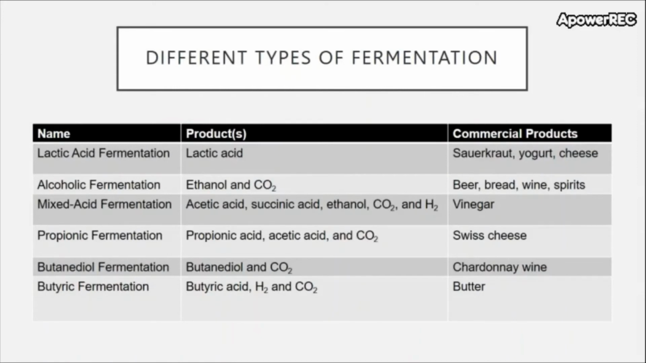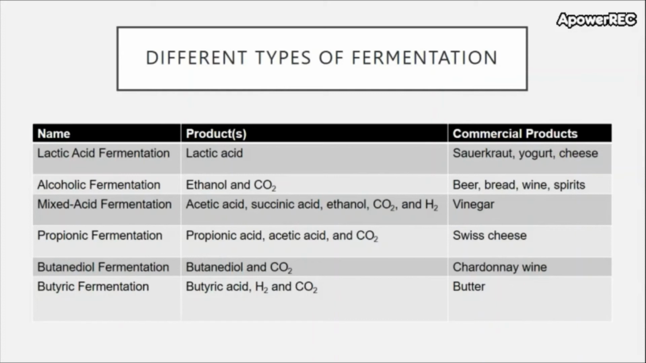This table here shows the different types of fermentation. So there's quite a bit. We can have lactic acid fermentation, makes lactic acid. It's used in the processes of sauerkraut, yogurt, and cheese making. We have alcoholic fermentation for ethanol and CO2 as the products, and that is used for beer, bread, wine, and spirits. Mixed acid fermentation can create acetic acid, succinic acid, a variety of acids like that.